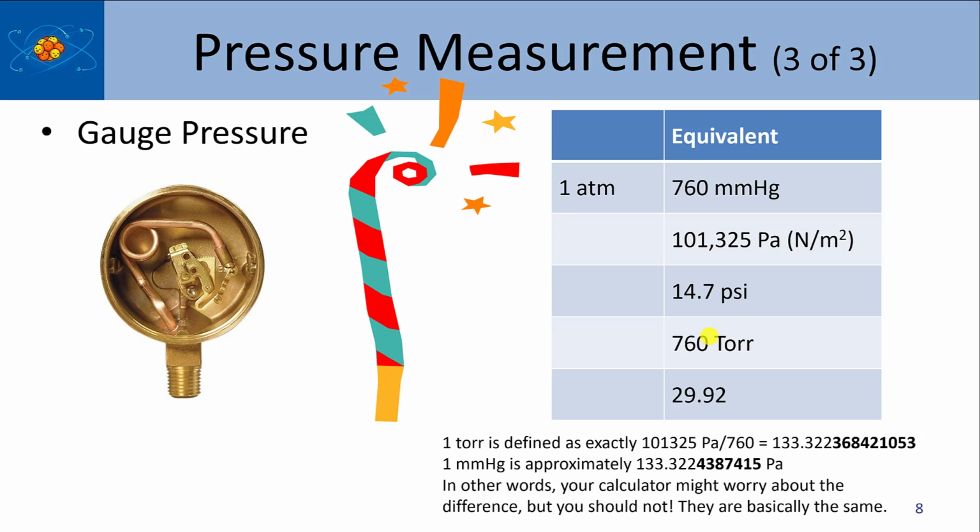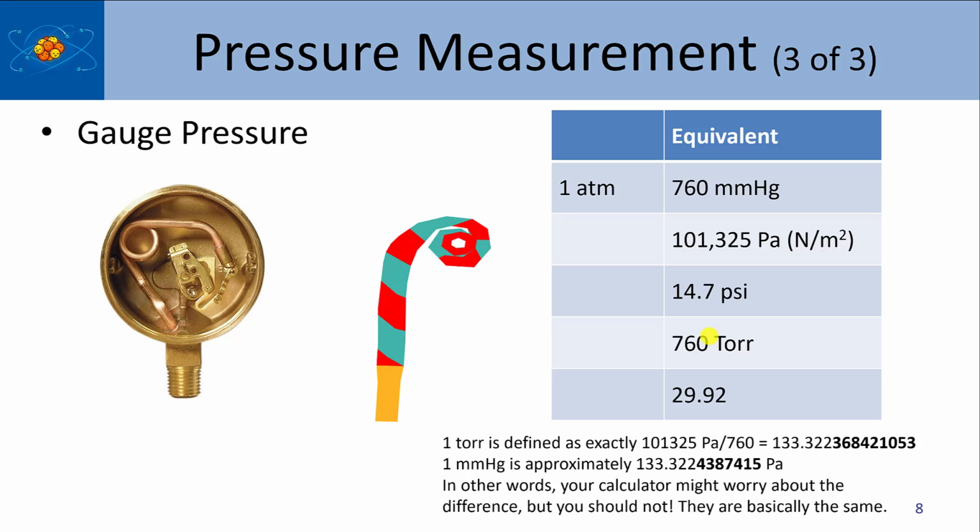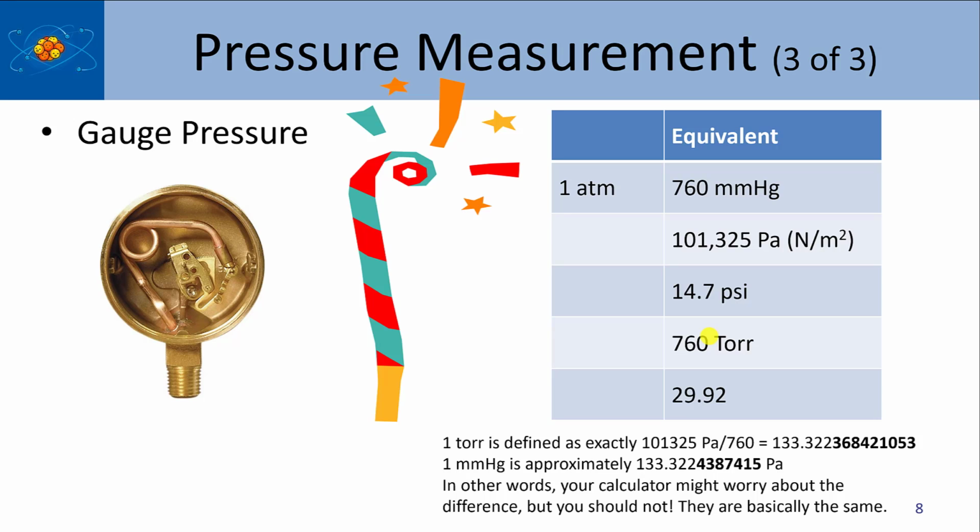Okay, so the last kind of pressure measurement is what we call gauge pressure. Gauge pressure is like when you measure your bicycle tire pressure, or if you look on the side of a compressed gas cylinder, there'll be a gauge on it, and it'll tell you what the pressure is. Sorry about the annoying animation, but I don't know how to stop it. But that's gauge pressure, and it's a little bit different.